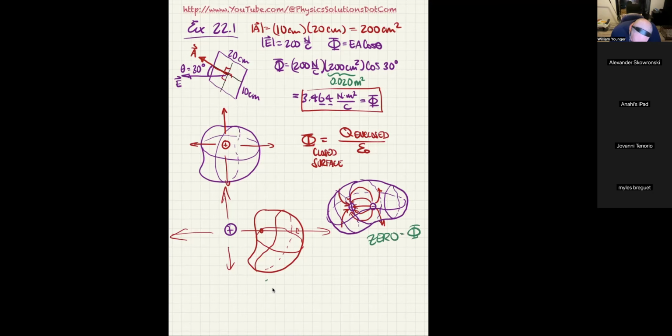And this one was the same thing. This one, on the other hand, would equal Q over epsilon naught is equal to the flux. Okay? Because the charge inside of there was Q. And of course, these charges are plus Q and minus Q. So that's why we got zero there. Any questions on that?